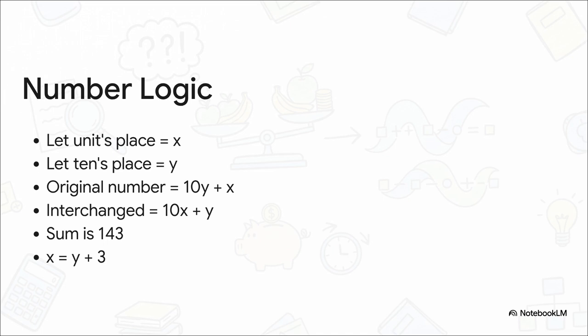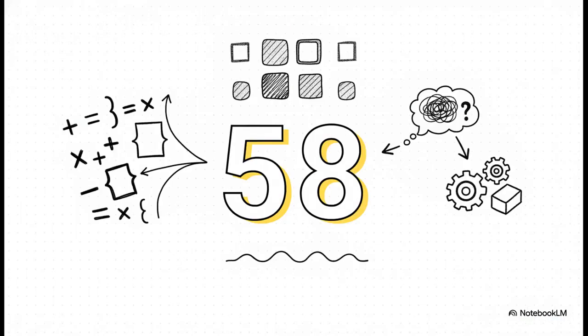That's our first equation. A second condition in the problem tells us the units digit is 3 more than the tens digit. Translating that, we get x equals y plus 3. Look at that, we now have two simple, manageable, simultaneous equations. And what happens when we solve them? We get the number 58. Let me tell you how.